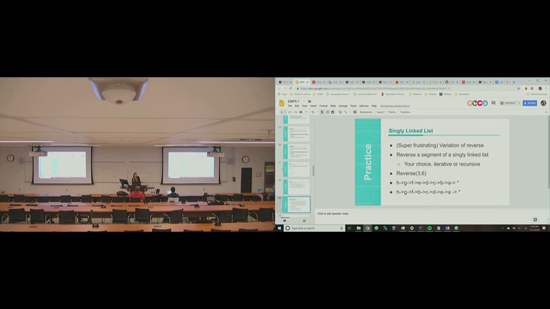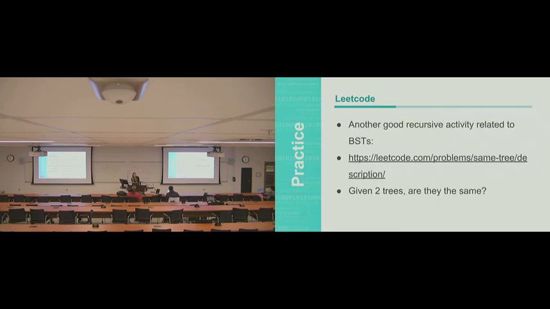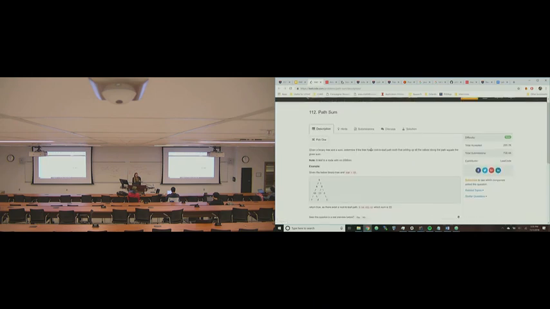Oh, sure, yeah. So I think I had a couple of them. There's minimum depth of a tree. Given two trees, are they the same? I think this one's fun. This might be a little bit difficult right now, but given a sum, seeing if there's a path that adds up to the sum, so adding up all the nodes in a tree. Let's say you're given 7 or something. Is there a path where you can get from the root node to a leaf? Or is it to a leaf, or any arbitrary node? I forget. Root to leaf.